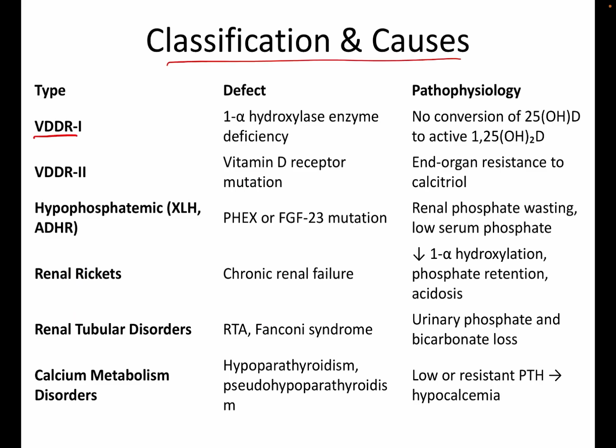So, vitamin D dependent rickets type 1. There will be a defect in 1 alpha hydroxylase enzyme deficiency. So there will be no conversion of 25 OHD to active 1,25 OHD. This will result in rickets. In case of vitamin D dependent type 2 rickets, there will be mutation at the level of vitamin D receptor. So there will be end organ resistance to calcitriol.